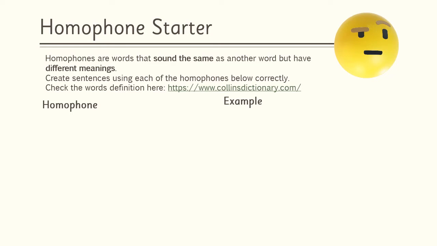For your starter today, we're looking at homophones. Homophones are words that sound the same as another word, but have got different meanings. What you're going to do today on your worksheet is you've got a grid with 5 homophones. You need to use them correctly in 5 separate sentences. So the words you've got are to, there, here, board, and wait.